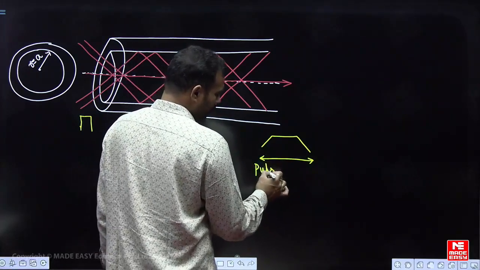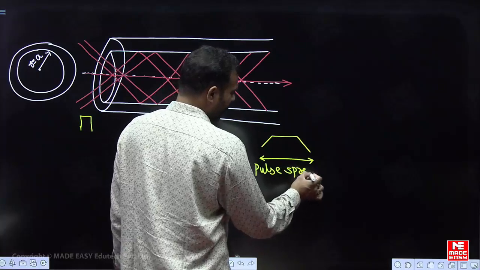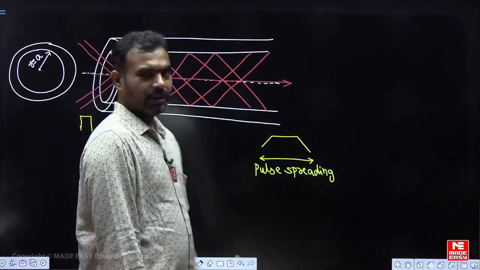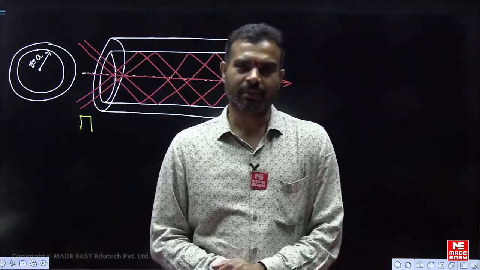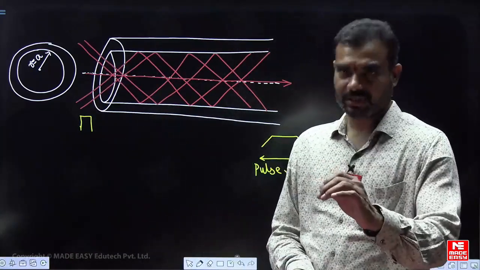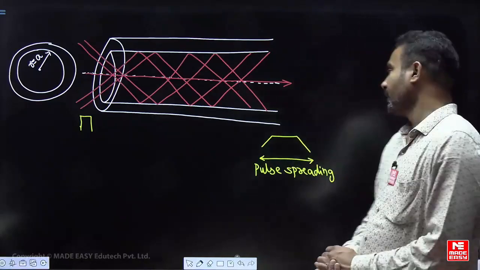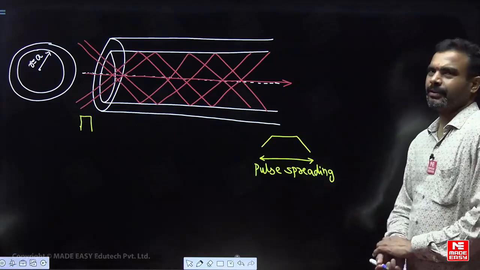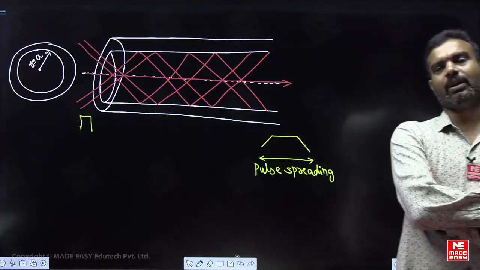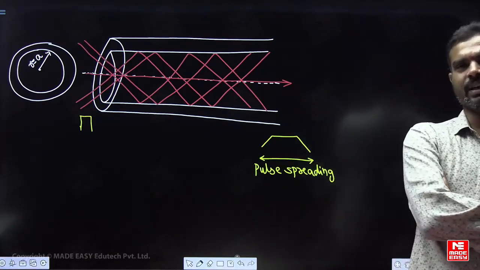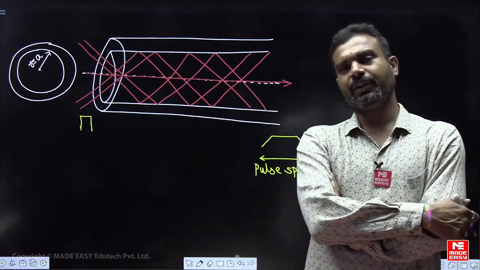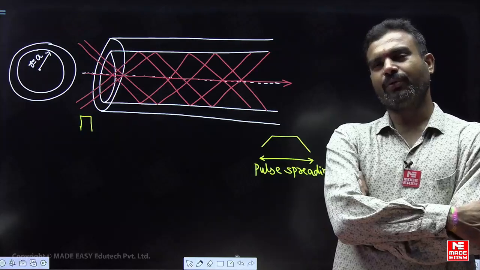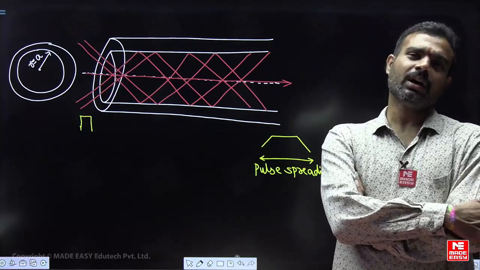Already I told you, because of this pulse spreading we have a problem called ISI, inter-symbol interference. Once inter-symbol interference comes into the picture, we know very clearly that errors will be present. Because of this pulse spreading, different modes are traveling with different velocities. Different velocities reach at different times. Reaching at different times, the pulse spreads, and the spreading in the pulse will create the problem of ISI. ISI in turn leads to errors.